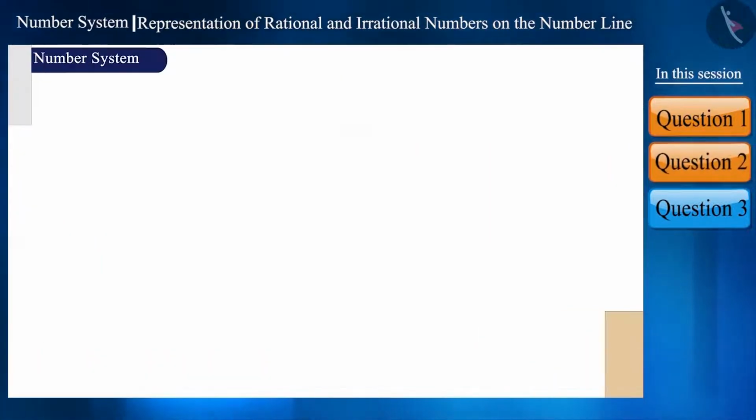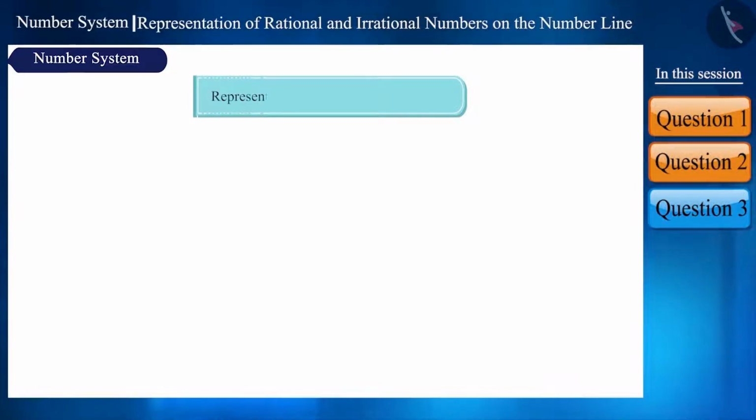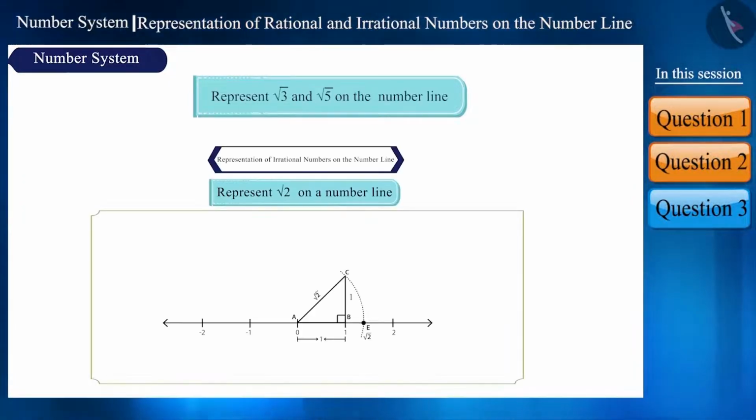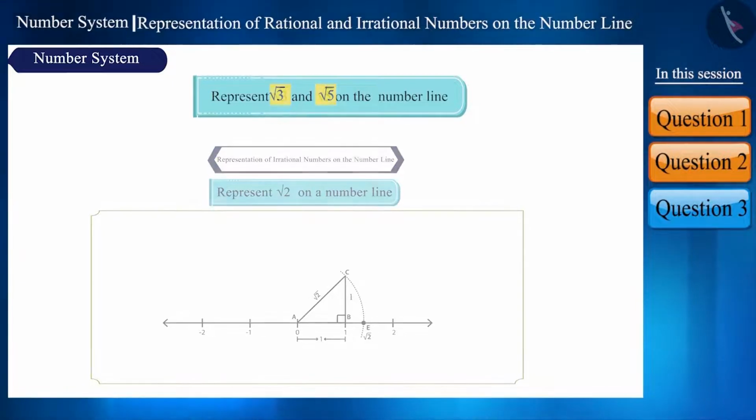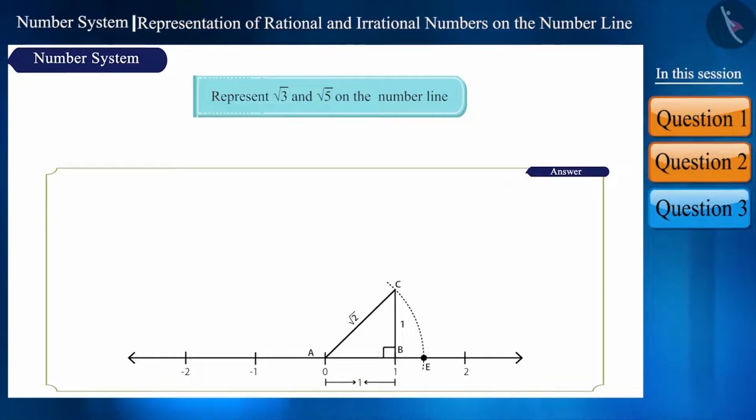Now let's take another question. Can you represent root 3 and root 5 on the number line? In our previous video, we learned how to represent root 2 on a number line. Following the same method, let's see how to represent root 3 and root 5 on the number line. Here, point E represents root 2.